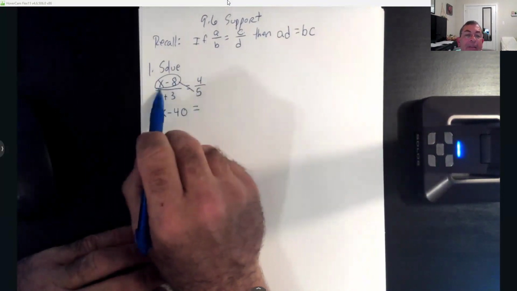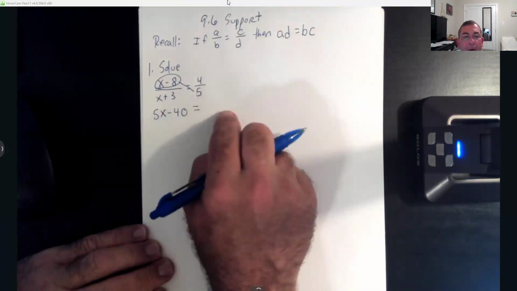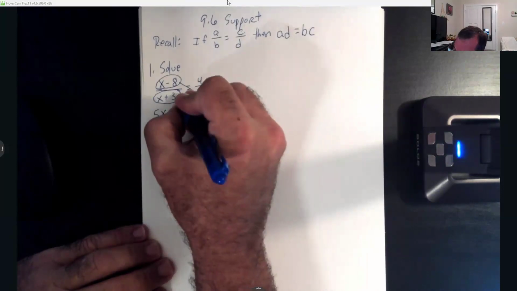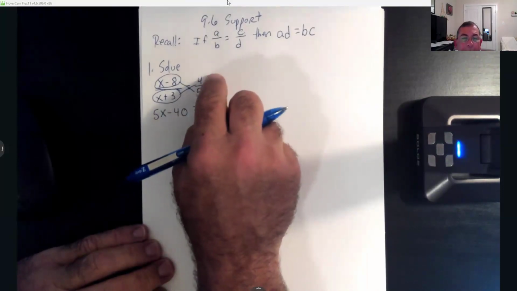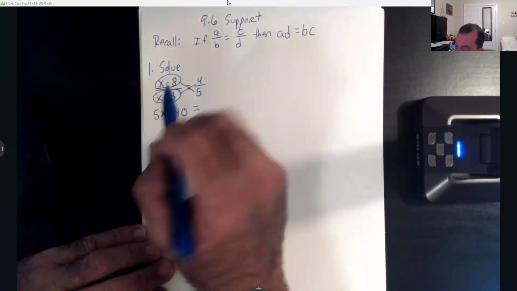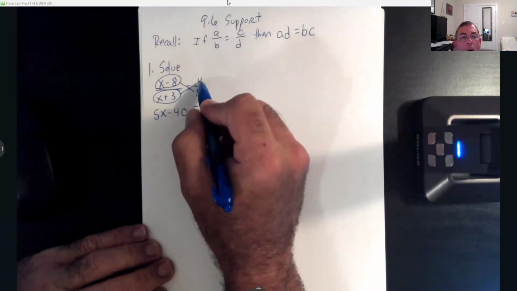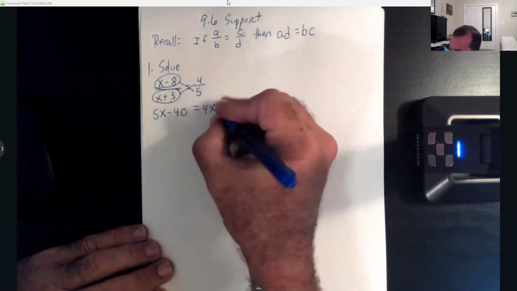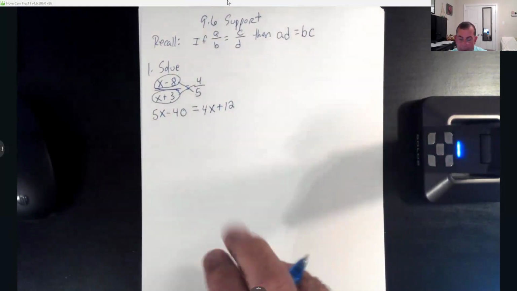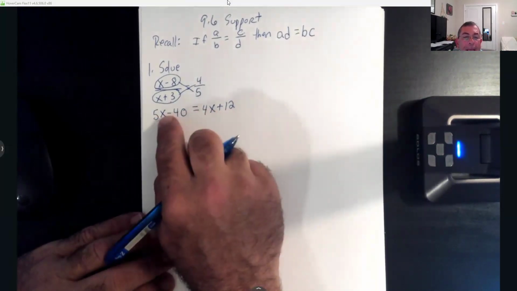So the 5 has to multiply by both of these, okay? Just like on the other side, this x plus 3, both of them gotta multiply by that 4. So you would do 4 times x, which is 4x. 4 times 3 is a positive 12. Y'all, the fraction is gone. Now we're going to solve for x.